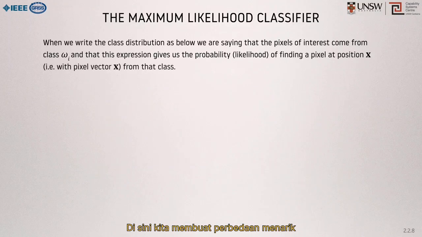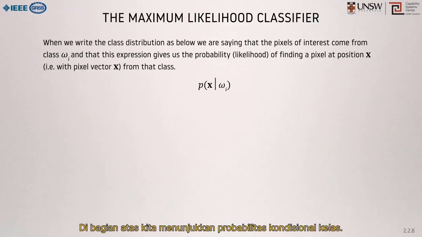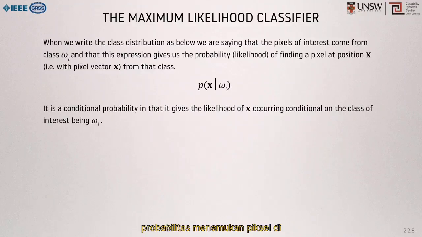Here we make an interesting distinction in conditional probabilities. At the top, we show the class conditional probabilities. The set of conditionals tell us the probabilities of finding a pixel at spectral location x, i.e. with measurement vector x, from each class.